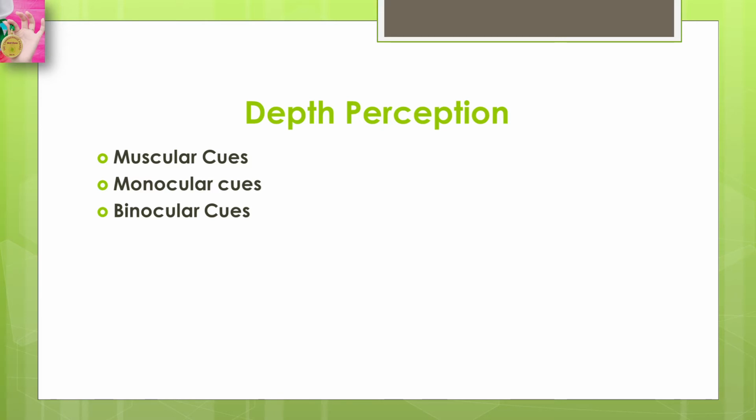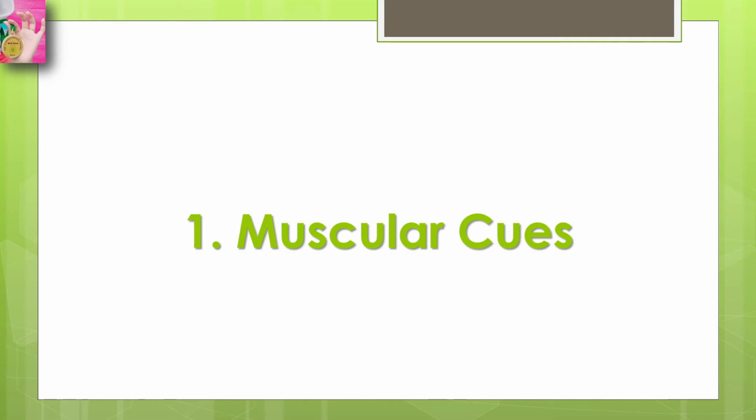I collected the materials from different books, and in one book, General Psychology by Naima Khatun, the muscular cue was also included, so I decided to include it in my presentation too, to make complete notes and a complete lecture on depth perception. So we will also be discussing the muscular cues under the topic of depth perception, and here we have three types of cues. So let's start with the muscular cue.